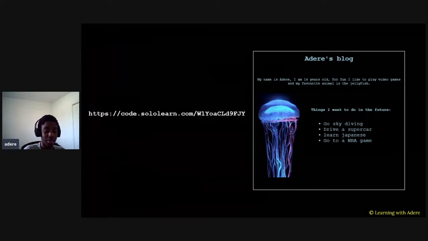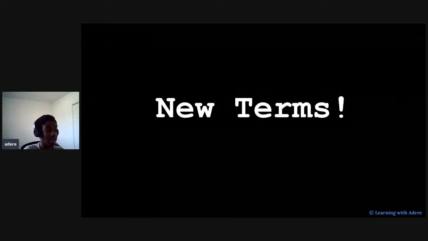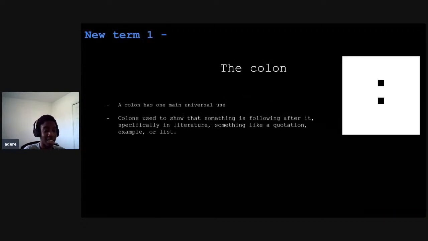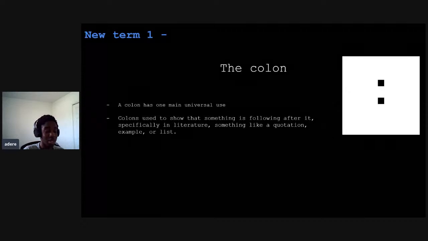So we can ignore this for now, actually. But we have some new terms to learn, a couple more actually. Next is the colon. We're going to be using some more symbols when we're writing CSS. First of all, we're not just using actual text, but now we're using symbols. So we're using the colon. The colon has one main universal use. It's pretty much just used to show that something's following after it.